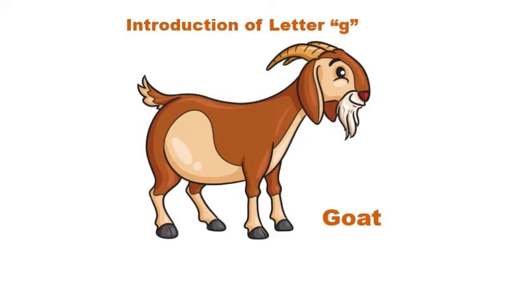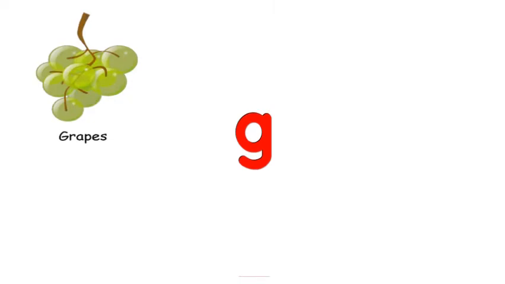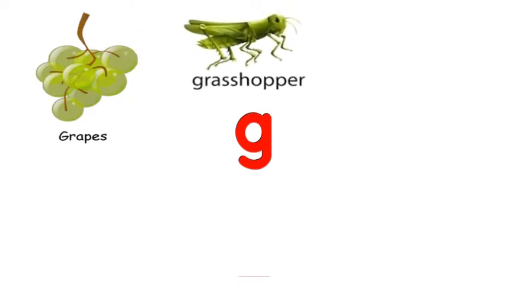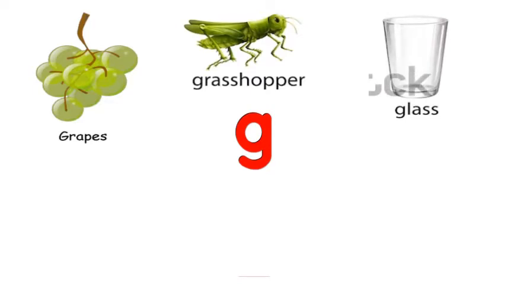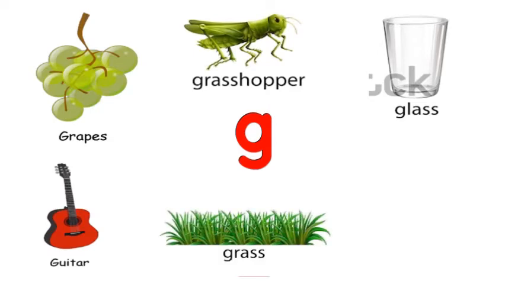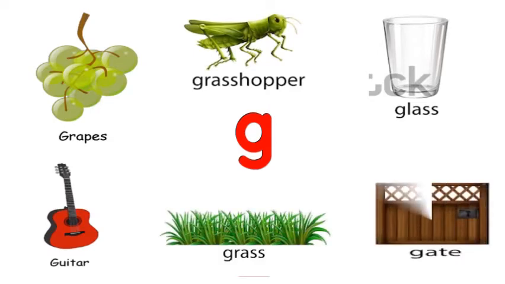Now, let's see some objects related to letter G. G, G, grapes. G, G, grasshopper. G, G, glass. G, G, guitar. G, G, grass. G, G, gate. Okay, now let's enjoy the rhyme.